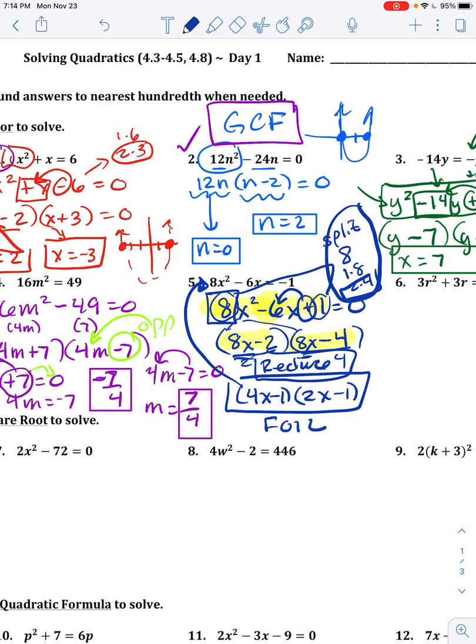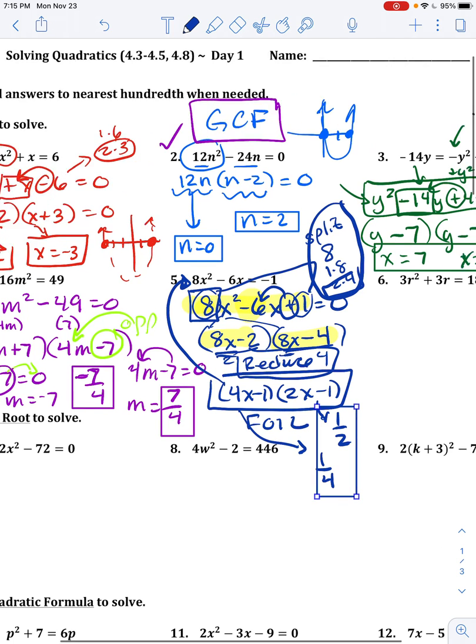And then the zeros that would go with these, from here, I'd get a 1/2. And from here, I'd get a 1/4. And again, if you need to go through the process of setting them equal to 0 and solving, you certainly can do that.